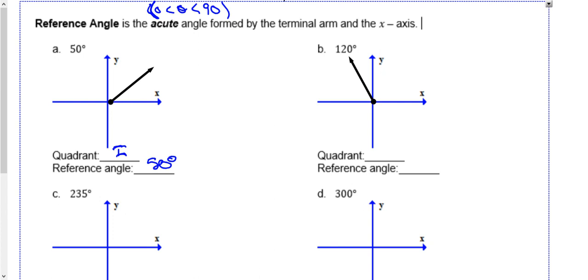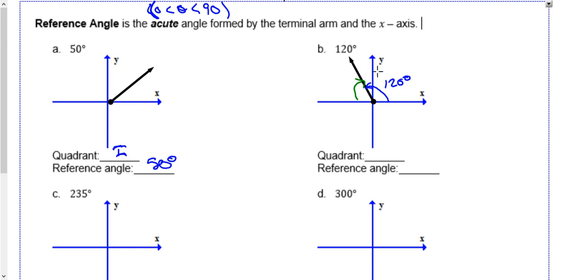And so let's jot down a few things here. Between here, your initial, and here, your terminal, that's 120 degrees. But I want the reference angle, so the reference angle is always going to be wherever your terminal arm is to the x-axis. So if my terminal arm is here, I want to find this angle right here, from the x-axis to that terminal arm.